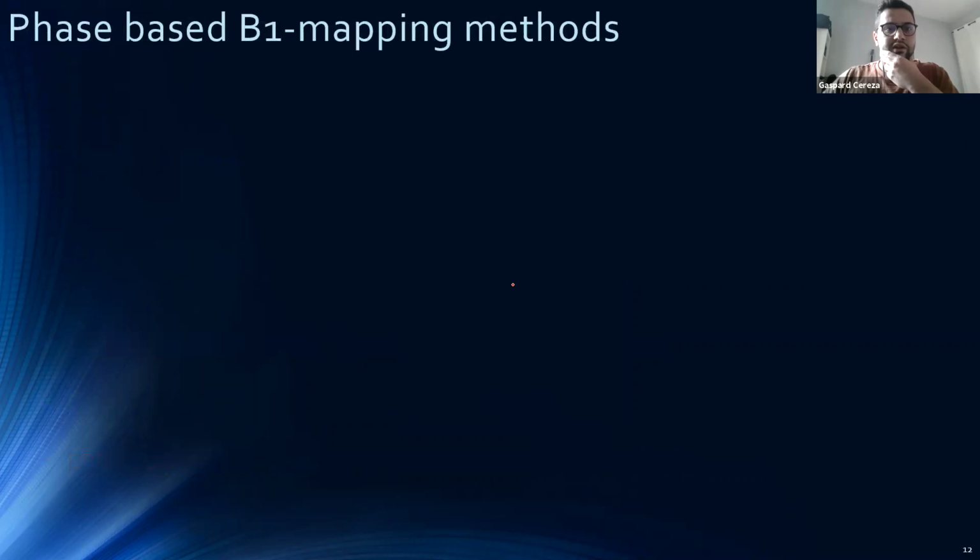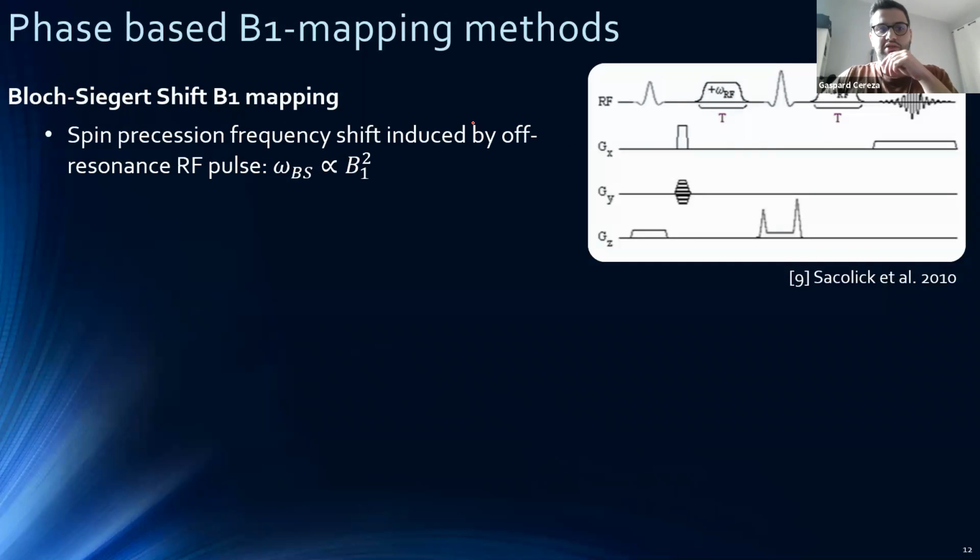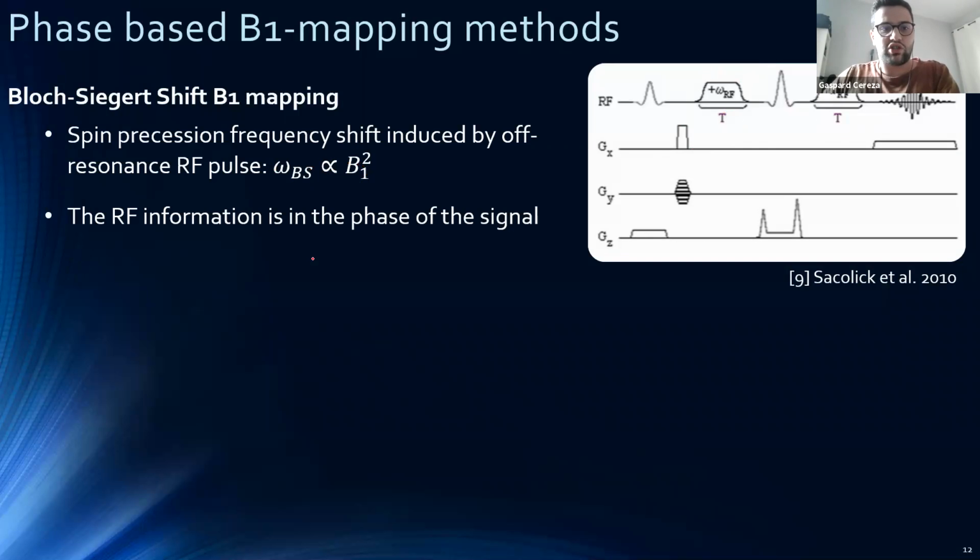All right, so the last method that I want to show you is a phase-based method. So it's based on the Bloch-Siegert shift, which is a spin resonance frequency shift that is induced when we apply off-resonance pulses to the subject. And this Bloch-Siegert shift is related to the square of B1. So that's what is going to help us to recover the B1 value. So the RF information here will be in the phase of the signal, and it will be recovered using that formula, where here we have the phase induced by the Bloch-Siegert shift.